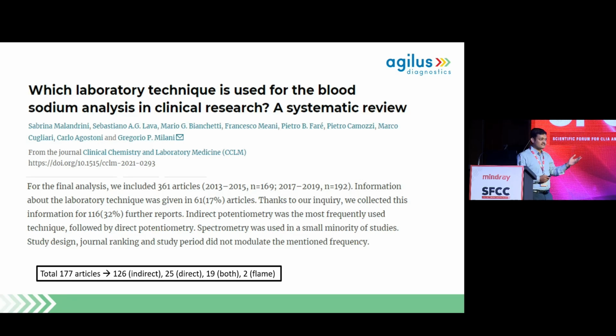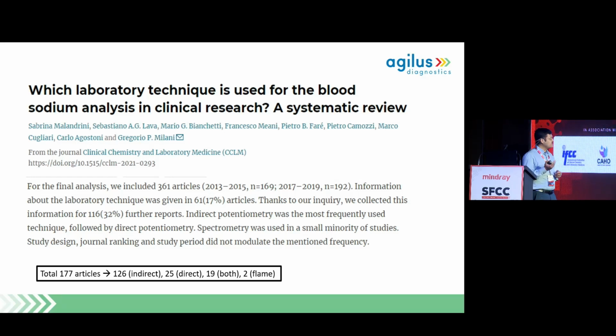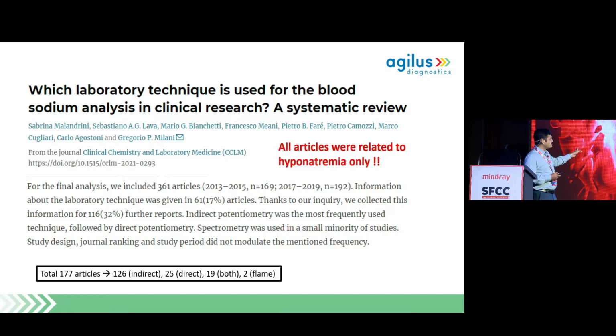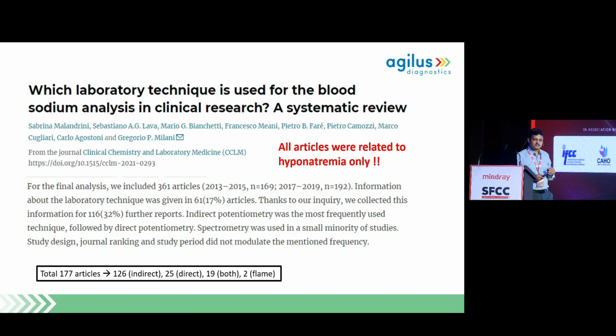Why I'm highlighting this is, we will all be publishing. I want you to kindly mention the method. Otherwise, the clinician will be discussing a paper using one method and you will be releasing the report using the other method, so there can be confusion. And surprisingly, all these 361 articles were related to hyponatremia only. Only 177 articles had the methodology. The other half of the articles didn't have the methodology.